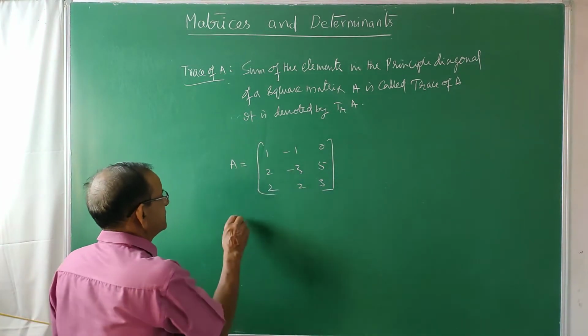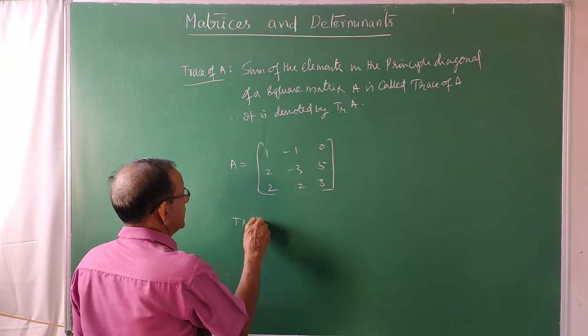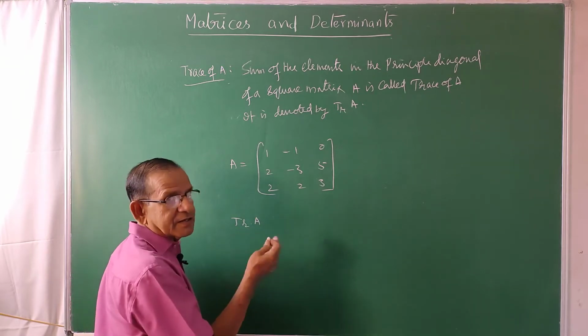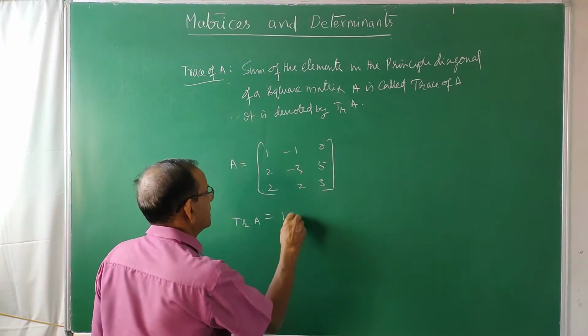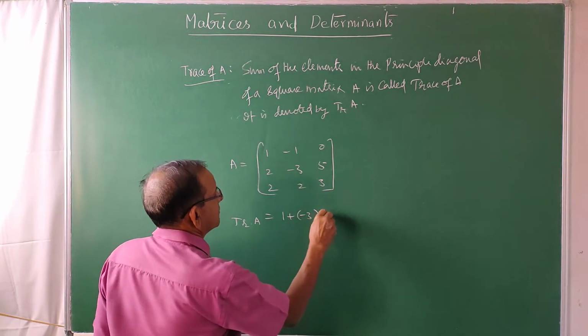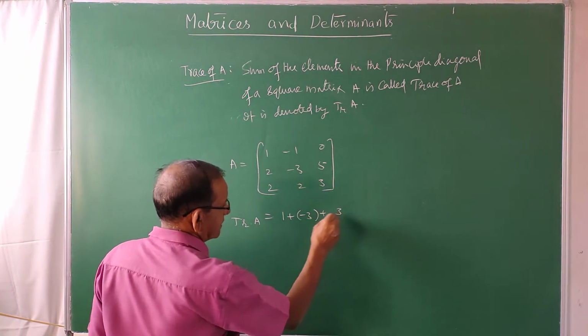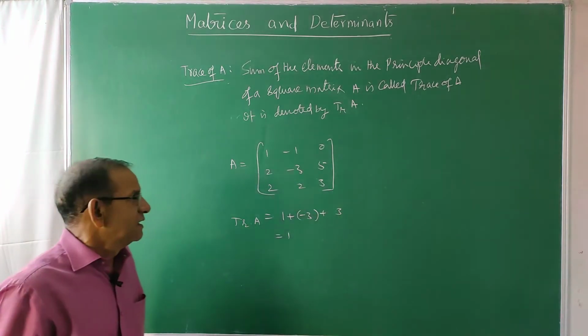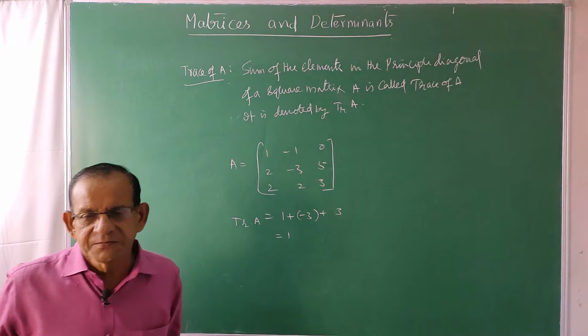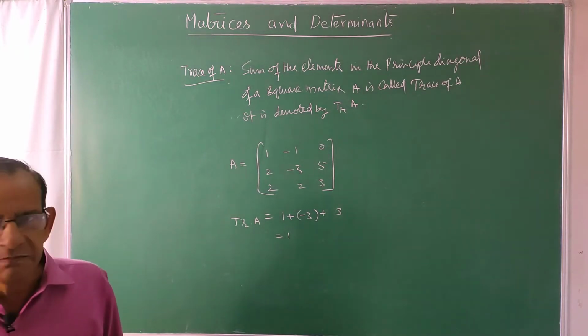So what is the trace of A here? We denote it as TR of A, that is trace of A. Sum of the elements in the principal diagonal: 1 plus minus 3 plus 3. 3 minus 3 is 0, so it is 0 plus 1, which is 1. Like that, you have to write the trace of A.